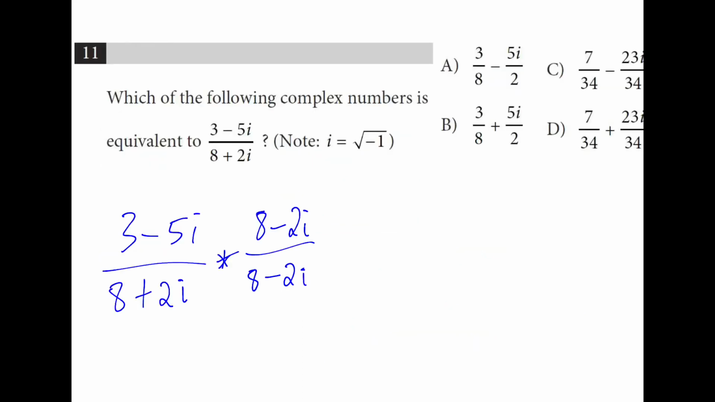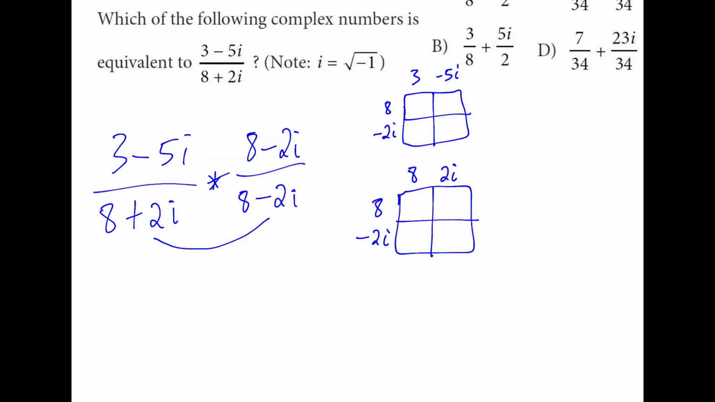To figure this one out and simplify it, we're going to multiply by another version of 1. If we multiply 8 plus 2i by 8 minus 2i, the i's will cancel out because we'll be left with an i squared, which will turn into a number. So that's how I knew to choose that one. I looked at this and I took the conjugate, instead of plus 2i, minus 2i.